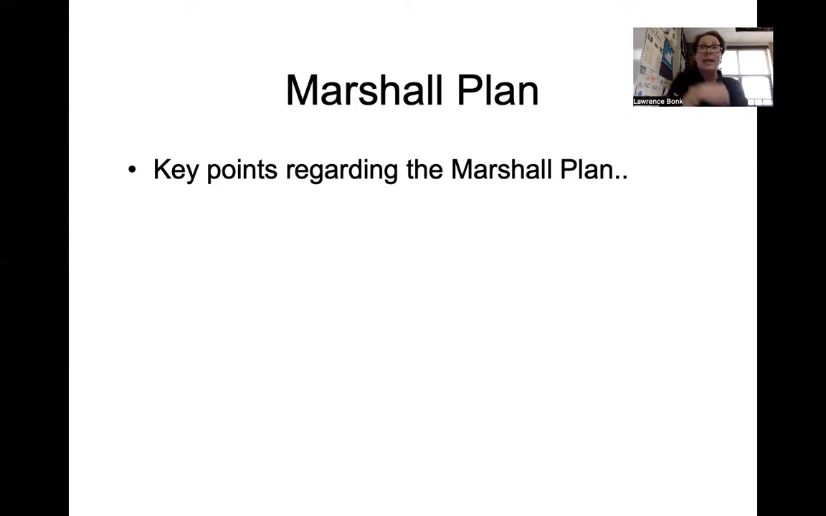This is dovetailing off of the success of the Truman Doctrine. It was highly successful propping up Greece and Turkey with the $400 million in military and economic aid. It worked. Neither country succumbed to Soviet-style communism. But this is going to be on a much bigger scale than just two countries.